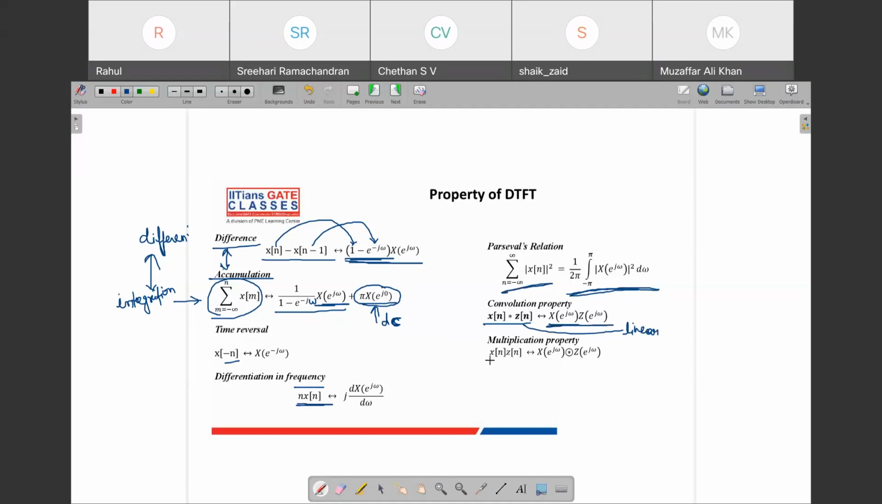Now, when you do the multiplication in the time domain, in the frequency domain it will be convolution, but these two signals are periodic signals. Since these two signals are periodic, this convolution will be circular, not linear, because X of e to the power j omega and Z of e to the power j omega both are periodic with 2 pi.